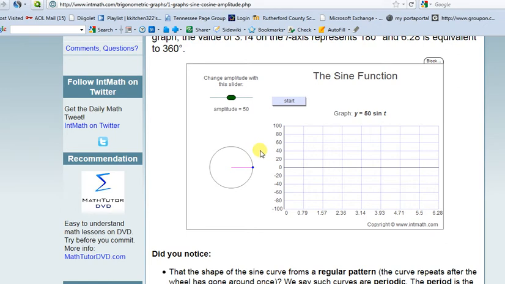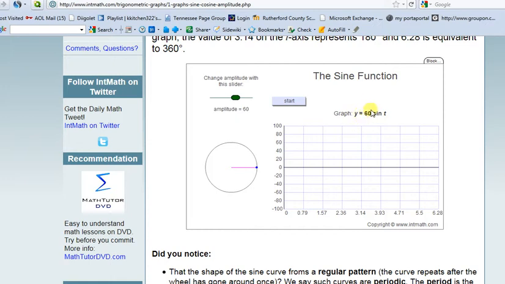Hi, in this video we're going to talk about amplitude and vertical shifts of the sine and cosine functions. And just as a reminder, something we did today in class is I showed you what would happen when you made your circle smaller or larger, that it does affect the curve itself.